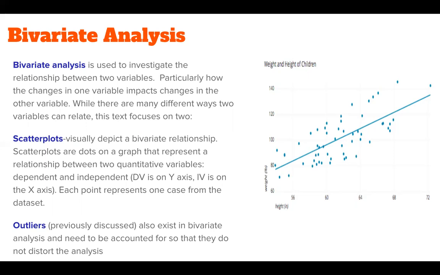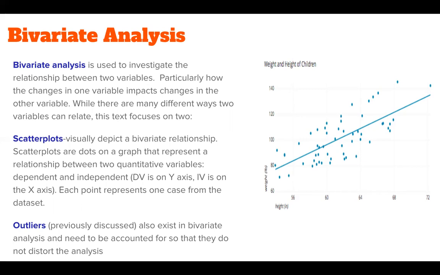Before we talk about correlation and regression, let me discuss scatter plots, because they're going to come up as we are looking for ways to graphically depict both correlation and regression. And this is just the visual depiction of a bivariate relationship. Scatter plots are dots on a graph that represent the relationship between two quantitative variables, a variable that you are deeming to be dependent, and a variable that you are deeming to be independent. The IV is on the x-axis and the DV is on the y-axis. And each point on the scatter plot represents one case from the data set.